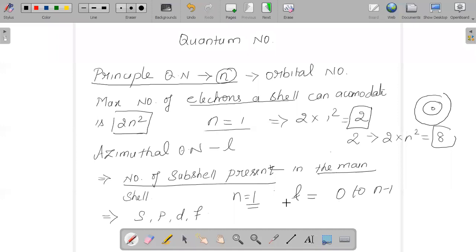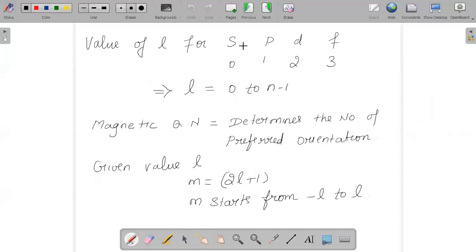Thus, if n is equal to 1, that means L will take the value 0 to 1 minus 1. So you can conclude that when your n value is equal to 1, your L value is 0. And that subshell is given a name: when L is 0, we say that it is the S orbital. In detail, in coming chapters, we study each subshell, SPDF.